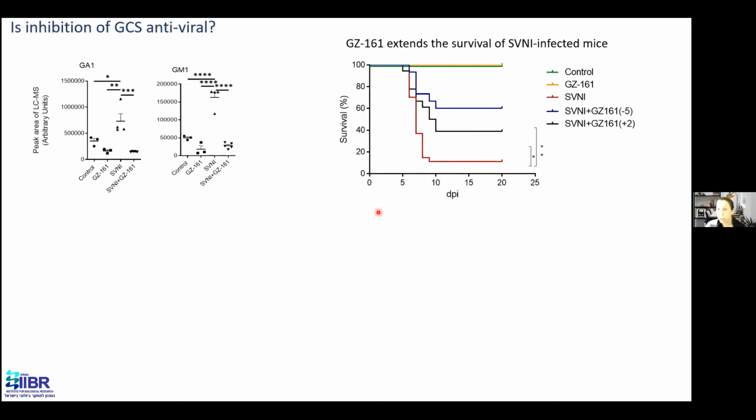This is a survival curve of the mice. Mice which get no treatment, 90% of them died. When we treat the mice, this blue line is 5 days before, the optimal treatment, we have 60% survival of the mice. We increase the survival rate, and also when we start to treat 2 days after the infection, we see a beneficial effect of the drug. So it didn't rescue all the mice, but it extends the survival of the mice.